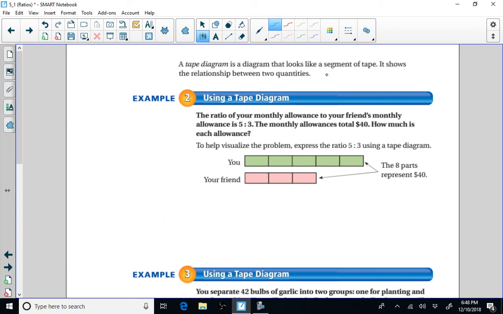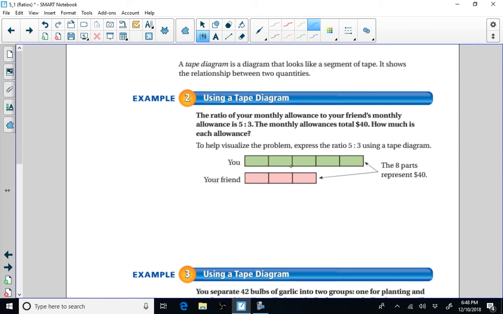A tape diagram is a diagram that looks like segments of tape. It shows the relationship between two quantities. All right, let's look at our next example. The ratio of your monthly allowance to your friend's monthly allowance is 5-3. The monthly allowances total $40. How much is each allowance?